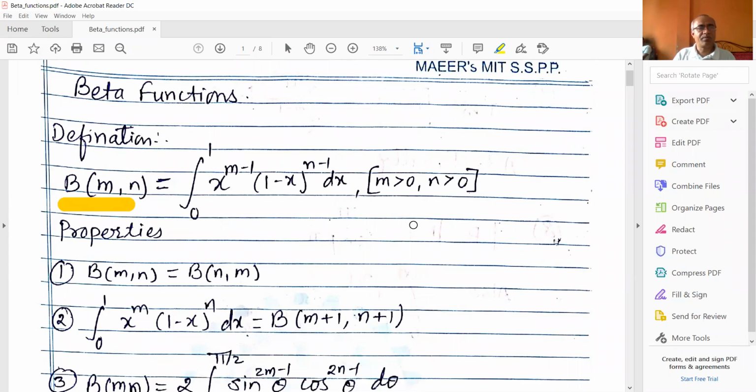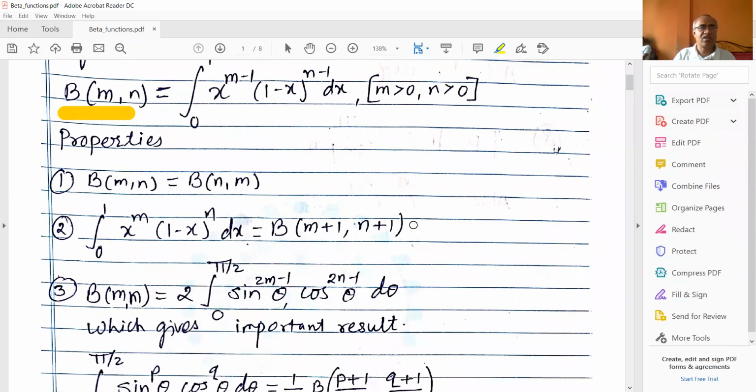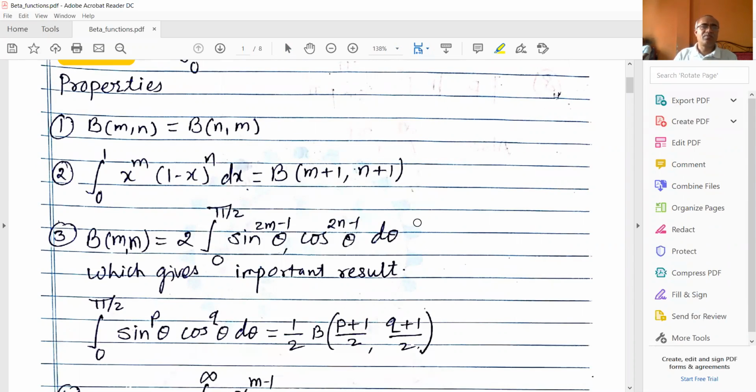And what are the different properties of the beta function? Beta mn, I can write it as beta nm also. And of course all these proofs are there in the text. Second property is integration 0 to 1 x raised to m, 1 minus x raised to n dx. That can be written as beta m plus 1 comma n plus 1.